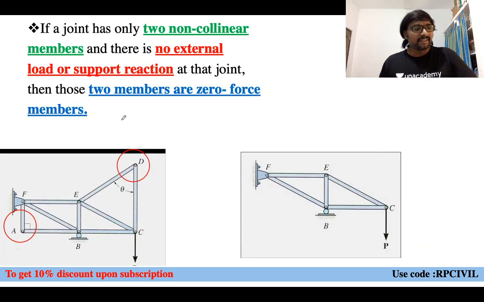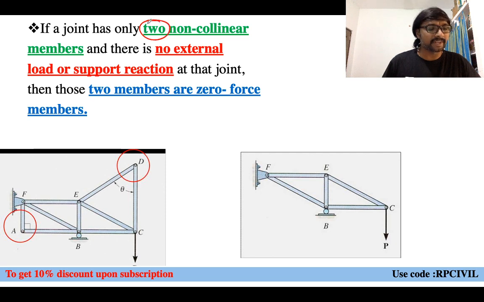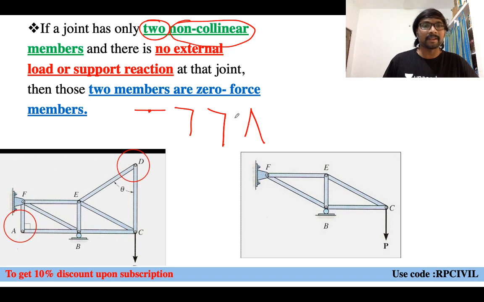Now there are three different criteria to identify zero force members. First one: if a joint has only two non-collinear members. What is the meaning of non-collinear members? Collinear members meet in the same line. Non-collinear members are not in the same line. Two members which are non-collinear like this, not like that.